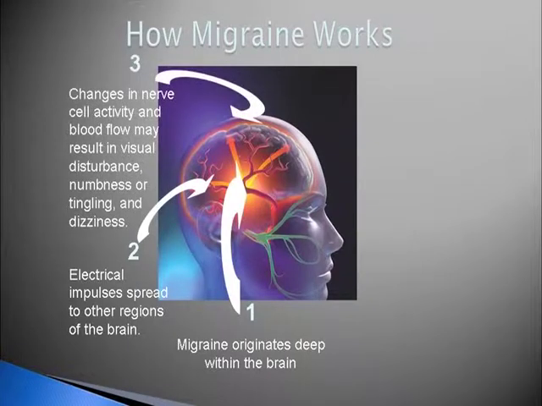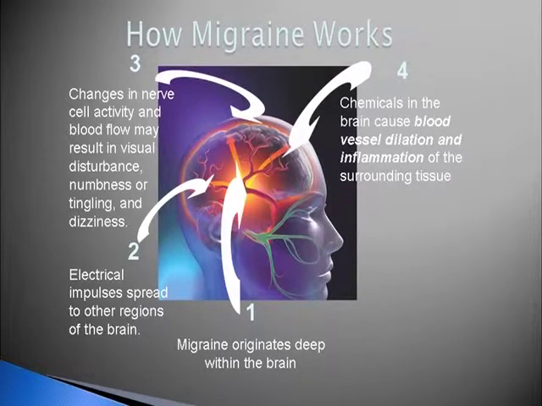Number 3, as those impulses flow into the brain, nerve activity actually changes the way the blood flows within the brain. It causes the blood vessels to dilate and become inflamed, right? This dilation and inflammation takes up space, and the space it takes up irritates some of the cranial nerves, most importantly the trigeminal nerve. And what this does is it throws off the whole system in the brain now.